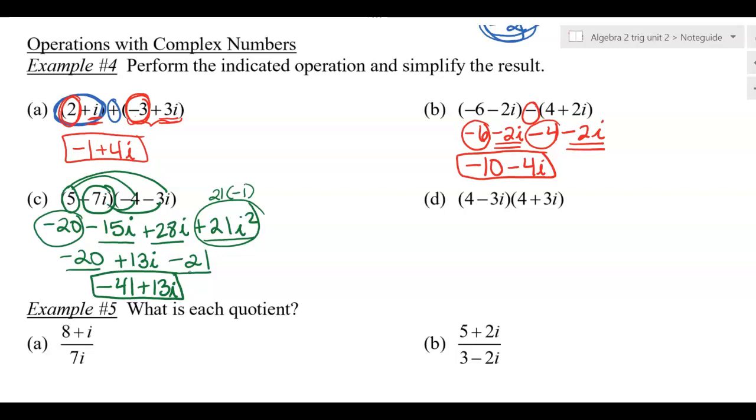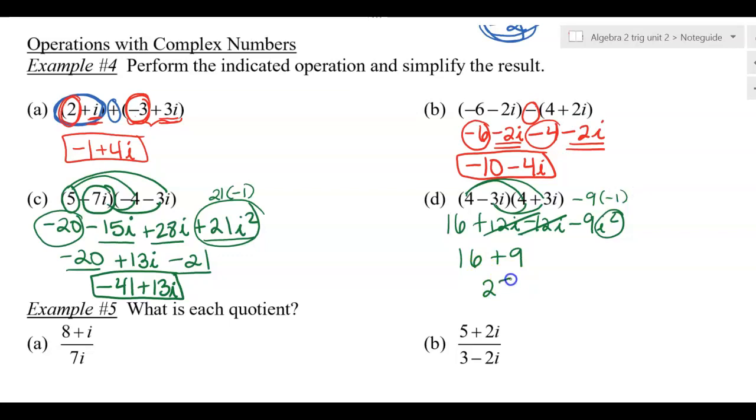Good. The i's will cancel out. D is special. It's your sum and difference of squares, right? So you're going to see this 16 plus 12i, but then you're going to have minus 12i, and then minus 9i squared. So all the imaginary parts are canceled out, and you're really just left with 16 plus 9, because remember, this is like negative 9 times negative 1, which is 25. Never seen such 2 crazy factors that multiply together to make 25 before, right? Yeah, there you go.